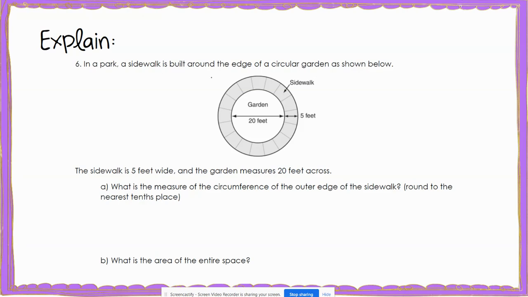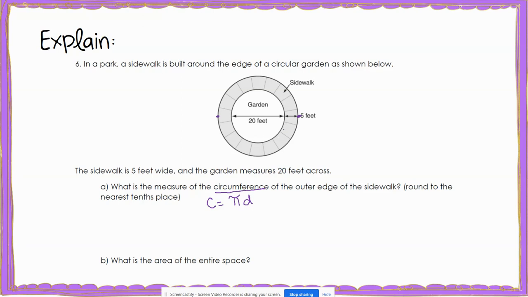Well, if the question is asking for circumference, then we need to start with our circumference formula, which is C equals pi times diameter. Well, we need to look in our problem and see what the diameter is. Well, when I look at this circle, I know that I need to find the total distance across. So I need to find the measurement from here to here.